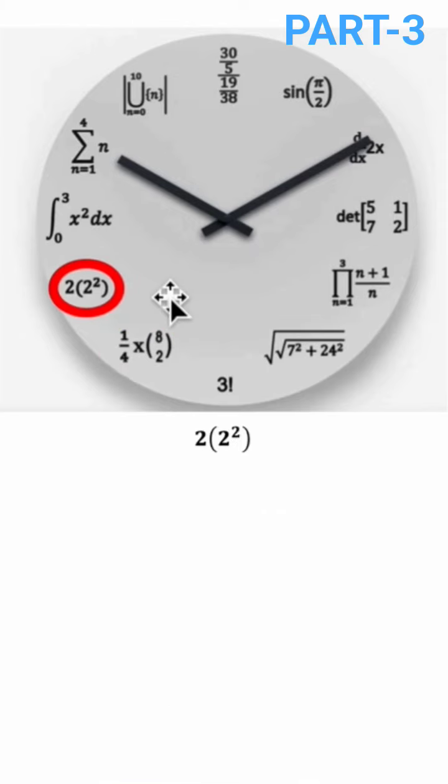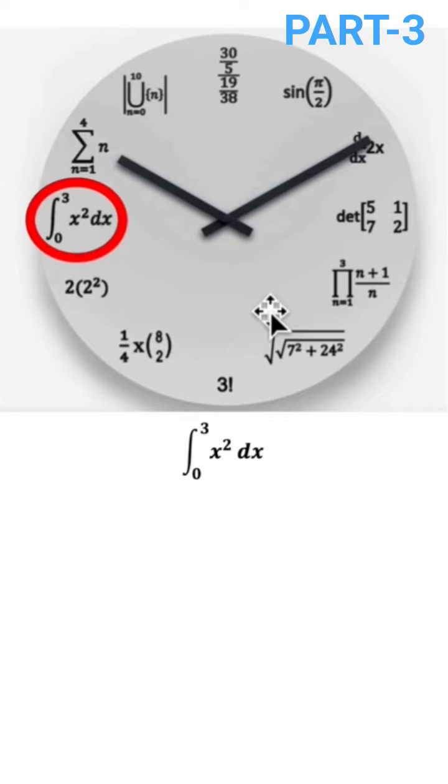Now we can go to this one. 2 times 2 squared. I'm guessing they ran out of ideas. 2 squared is equal to 4, and 2 times 4 is equal to 8. So this is equal to 8. Now we can go on to this one.